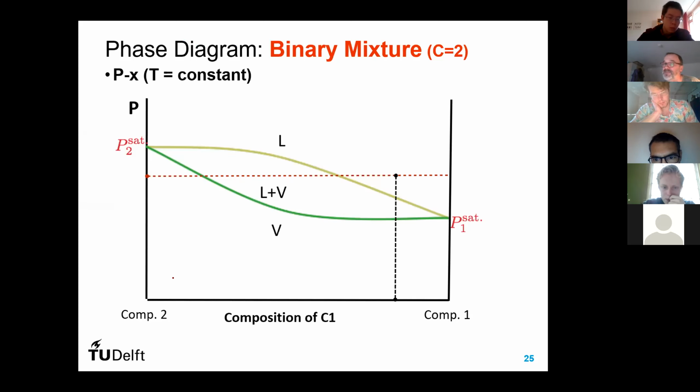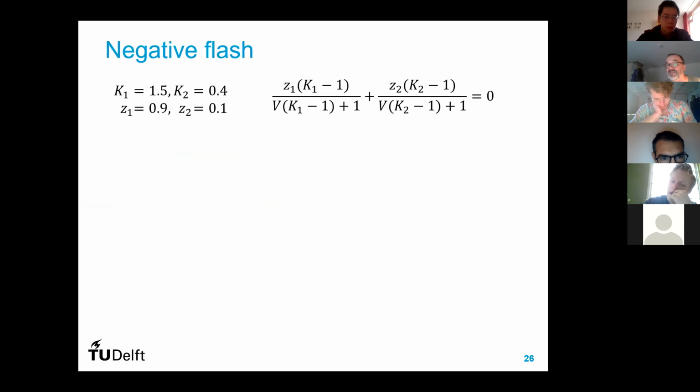There is another possibility to use the same technique when you're outside of the two-phase. Let's imagine you fix this pressure, and so this is my pressure, this is my composition. And what I can find is the extension of the tie line. So this is my tie line, and this is its extension. And by extension, I also know that if it's here, it will be liquid. If it's here, it will be vapor. This is called negative flash.